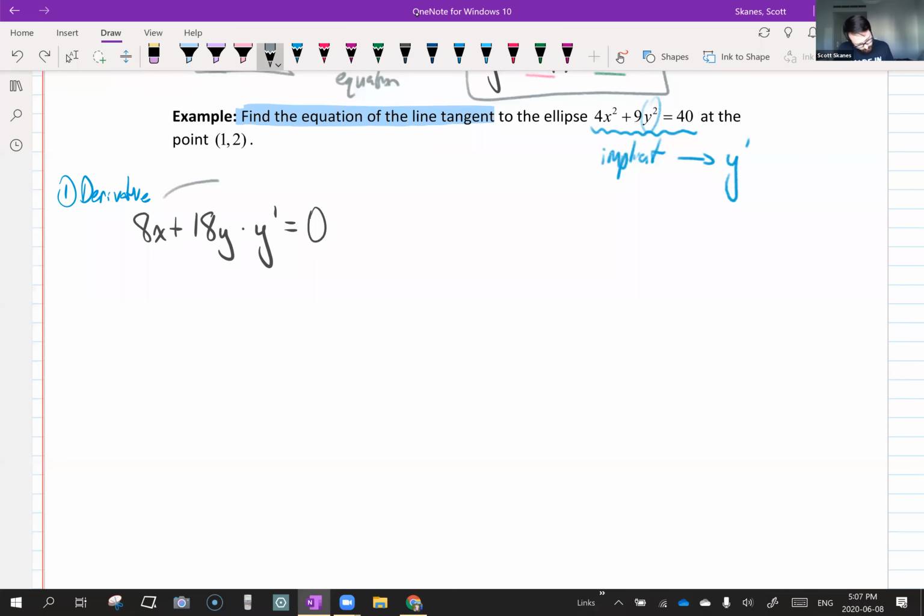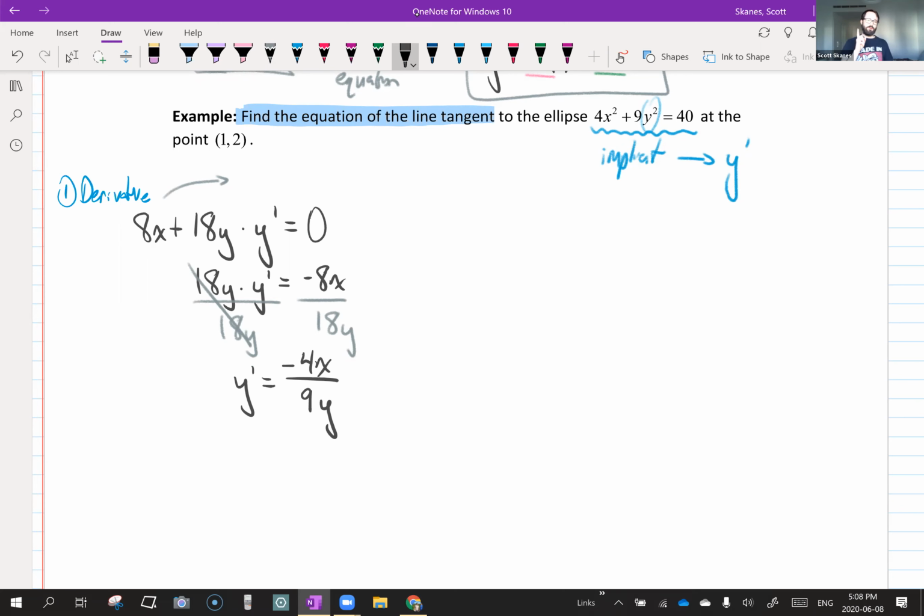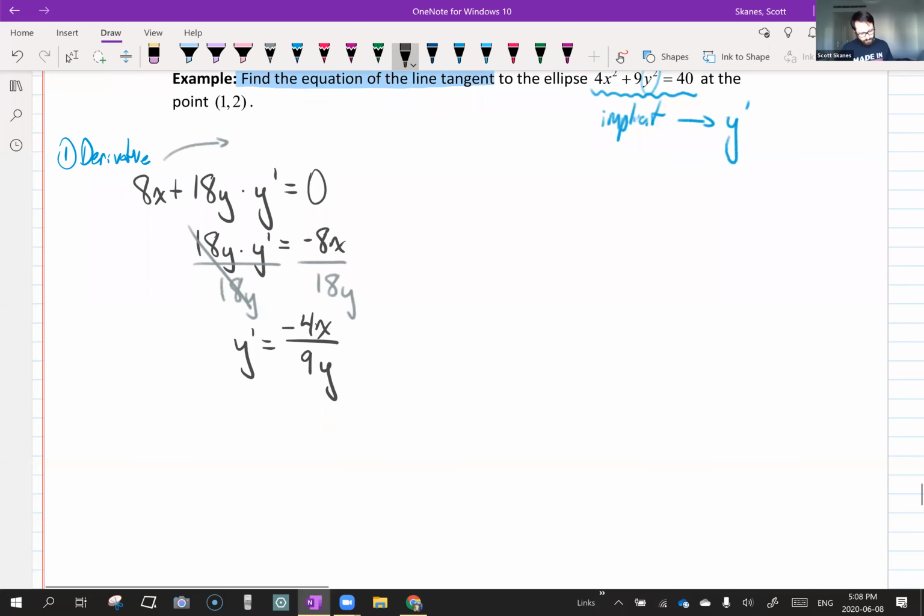Okay, and now we're going to solve for that. So I'm going to bring the 8x over like I did before and divide by the 18. So I have 18y, y prime, equals negative 8x. Divided by 18y, divided by 18y. They cancel. Y prime is then, what's 8 over 18? Well, if you solve that out, you can simplify it to 4x over 9y. That's our first derivative. It says find the equation of the line tangent to the ellipse. So we don't need a second derivative. First derivative is fine.